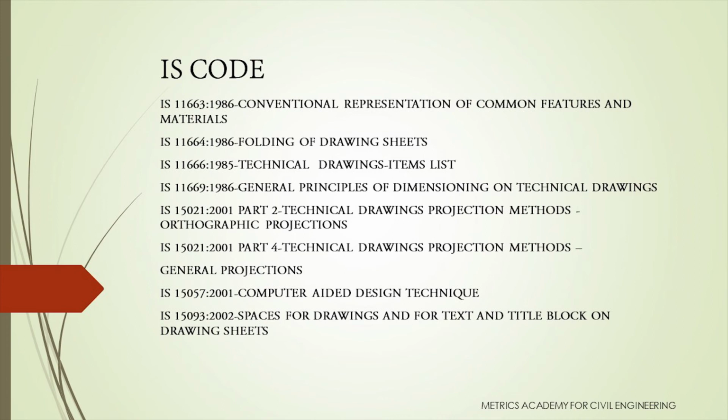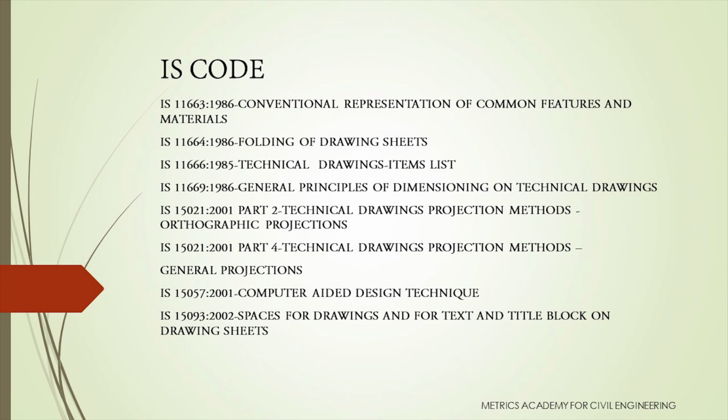The next is IS 11664-1986, Folding of Drawing Sheet. Next is IS 11666-1985, Technical Drawings Items List. The next is IS 11669-1986, General Principles of Dimensioning on Technical Drawings.